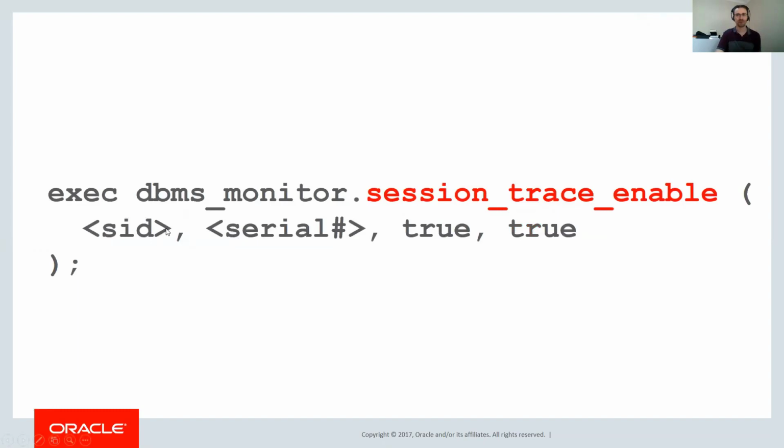If you do not, you can pass null for SID and serial number. That will trace your current session. And what that does is, as the SQL is executing, it will write a file to the database server. That will contain all the details about what it did, what it was waiting on, and so on. When you either finish tracing or the process is finished and the session disconnects, you can get that file and analyze it to see what was actually going on.